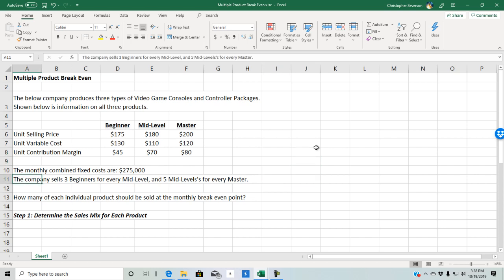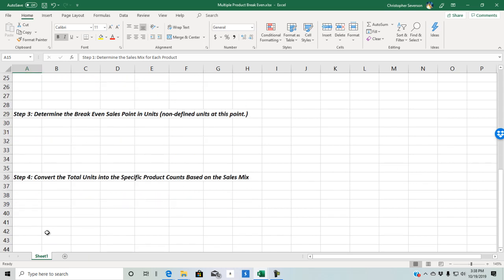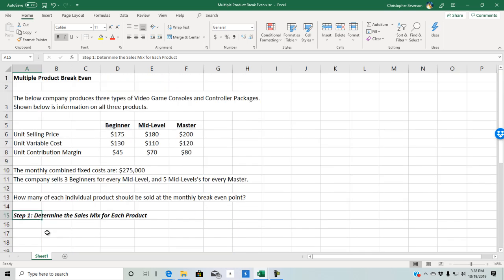So that's actually going to be our first step, as we'll see in just a bit, and I'll show you how to calculate that. And the ultimate goal of this problem is how many of each individual product should be sold at the monthly break-even point. Now the thing is, I give you steps to go through for this as you're doing the practice, but generally the problems are going to stop right here. They're not going to give you these hints. So we're going to use these to be aware of how you need to calculate this, what order you need to go through for this.